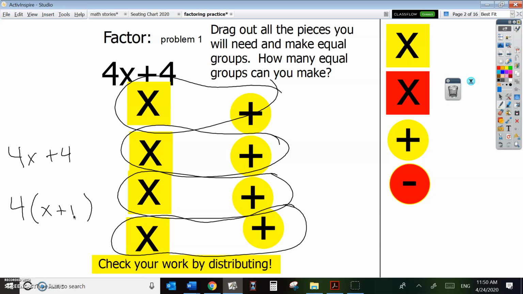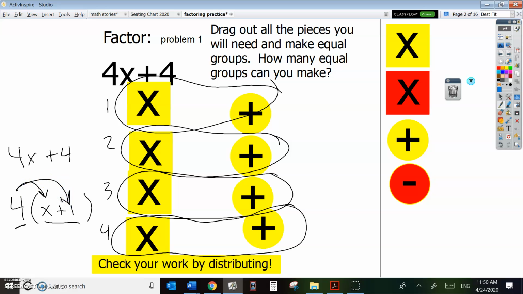Do I have 4 groups? 1, 2, 3, 4. Yes, I do. There's 4 groups. Is x plus 1 in each group? Yes. So another way to think about checking it is distributing 4 to the x gives you 4x. 4 times 1 gives you 4.